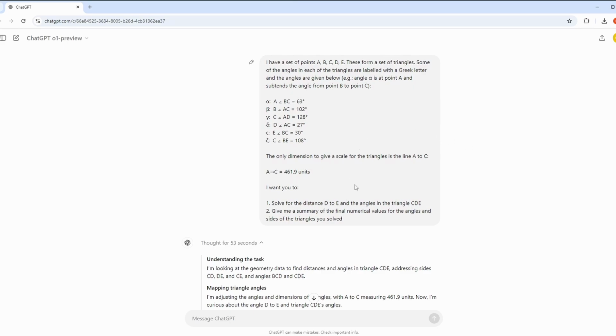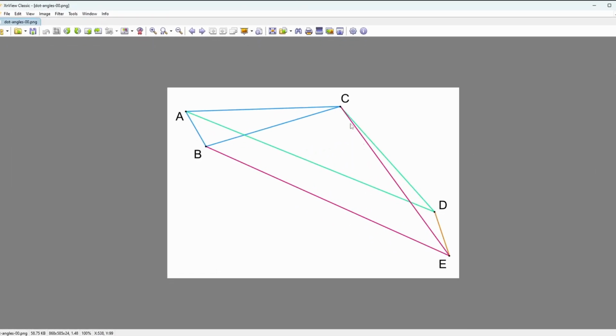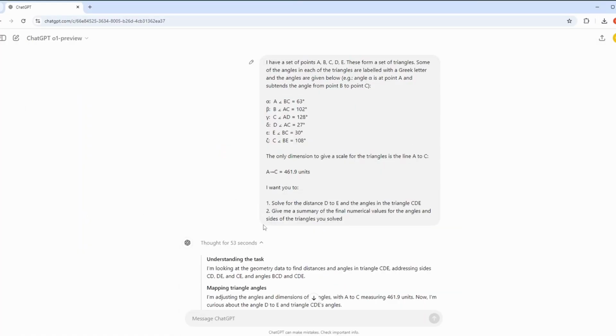So I've given it this information, and I've said, first of all, I want it to solve for the distance D to E and the angles in the triangle CDE, which is this triangle here. I've also asked it to give me a summary of the final numerical values for the angles and sides of the triangles.